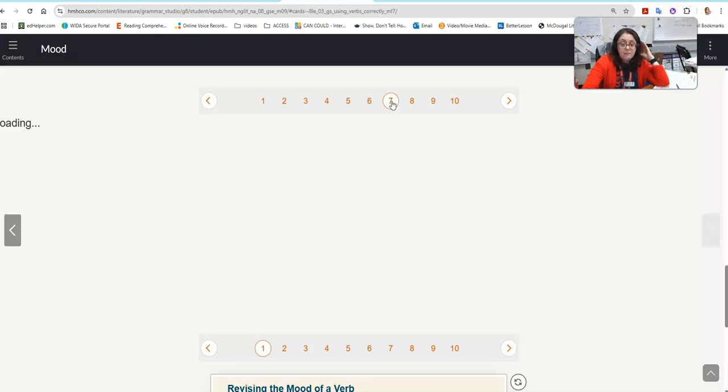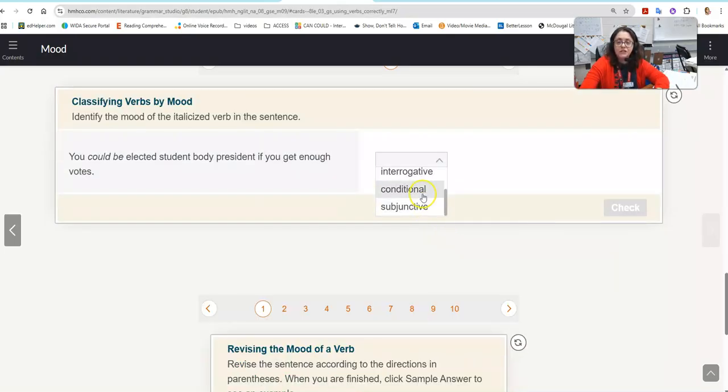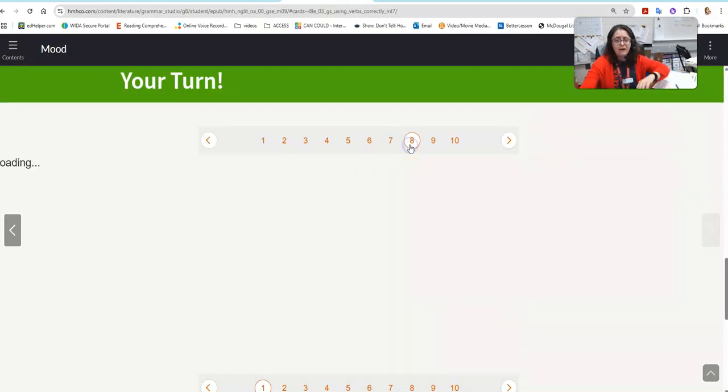All right, number 7. Come on, computer, you got this. Okay, you could be elected to student body president if you got enough votes. I'm seeing the "you" and the "could," and I'm seeing that "if." Which one is it? Okay, if you were thinking conditional, you were right. All right, and number 8.